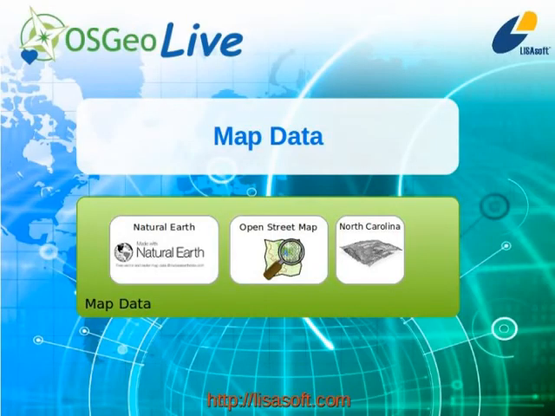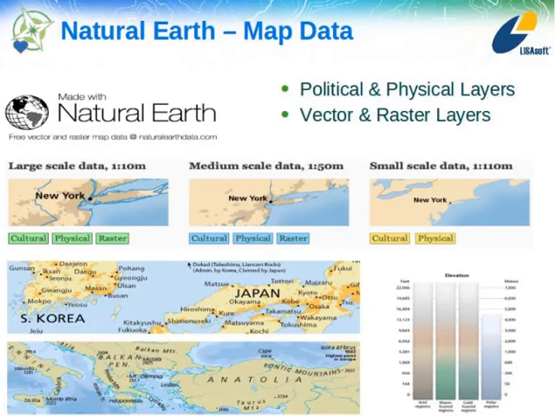Which brings us down to the map data. All of this functionality is completely useless unless you actually have some data behind it, and we have some very good data to tap into, and free data at that. The Natural Earth data is a complete data set of the entire world. It has vector data, for the physical layers like rivers and country boundaries and so forth, as well as the political, like cities and roads and so forth.